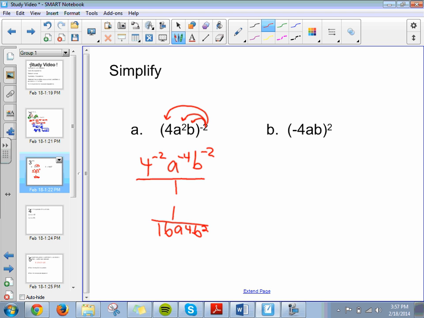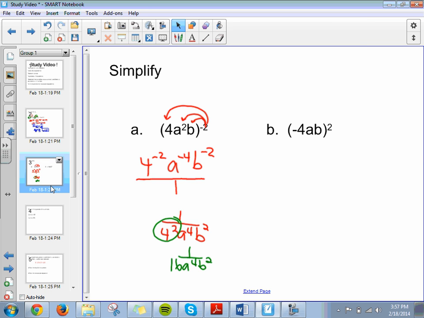A step that you might have seen in between is maybe you rewrote it first as 1 over 4 squared, a to the 4th, b squared. And then we do need to take and simplify this down, which is why I had a 16 earlier. 1 over 16, a to the 4th, b squared. And then the other one, we're taking this 2 and we're distributing it to everything.